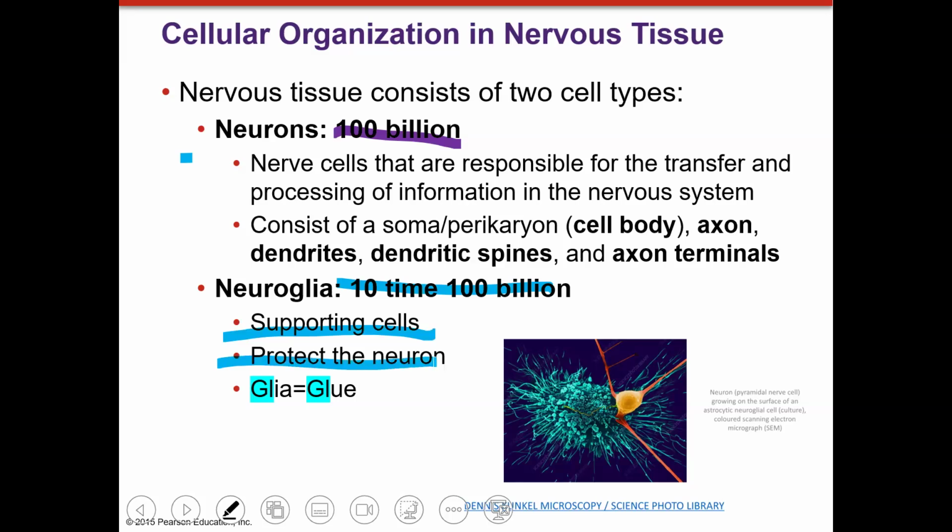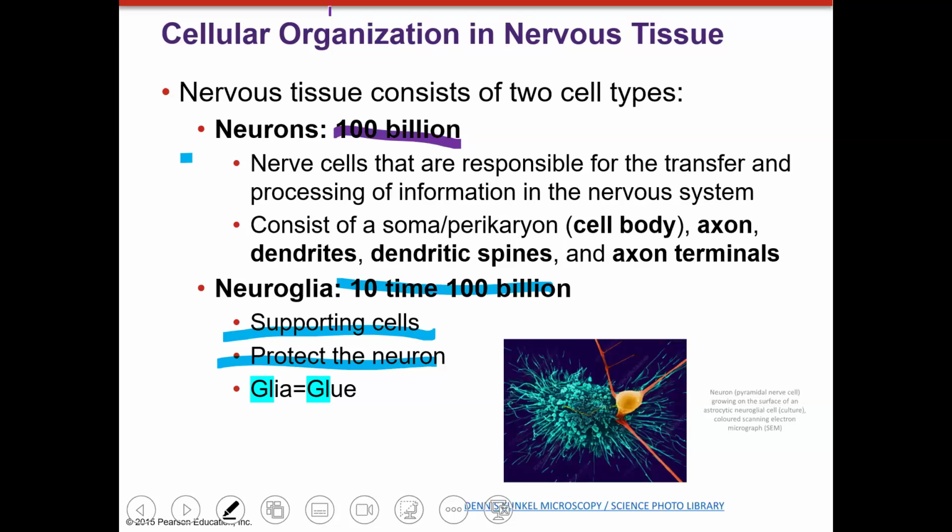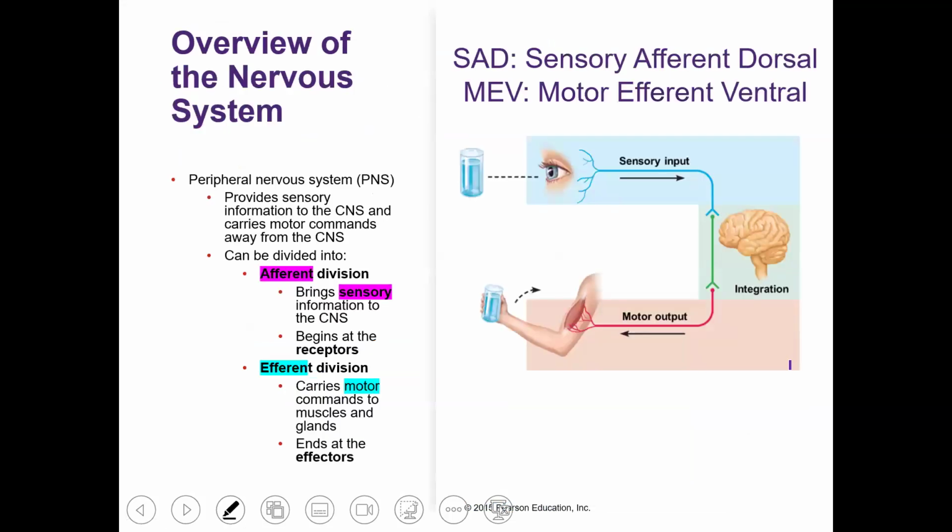They protect the neurons. Okay? So we look at this as the neuron. The neuroglia are the support cells. And you can see a cool picture over here of a neuron or the pyramidal nerve cell, and we'll look at those later, growing on the surface of an astrocyte or astrocytic neuroglial cell. Okay, so pretty cool looking. And we'll look at specifics of those in a little bit.